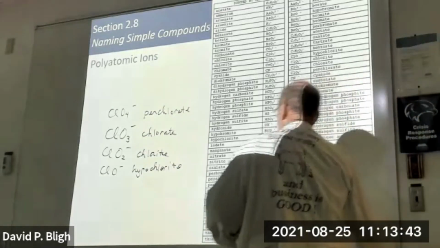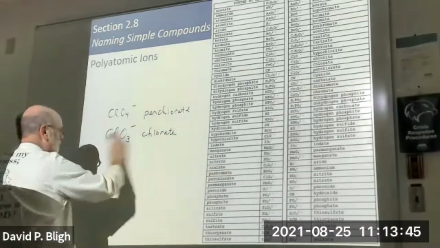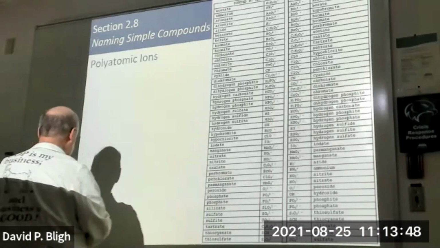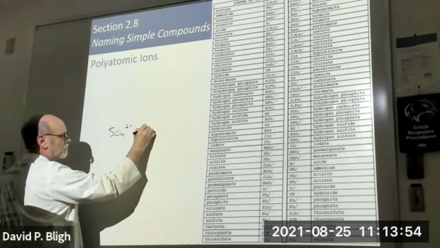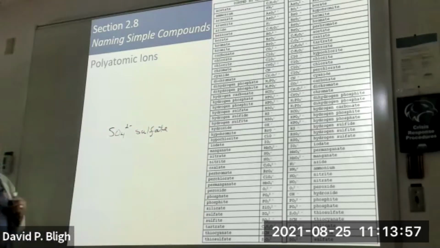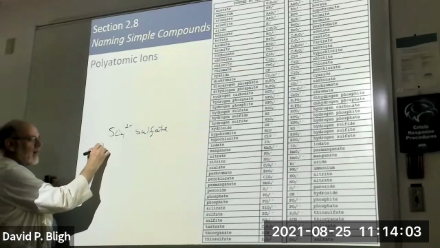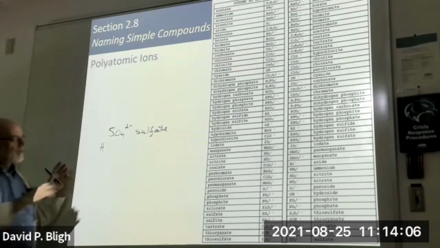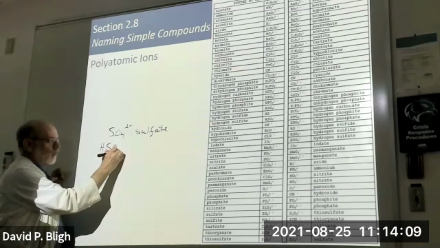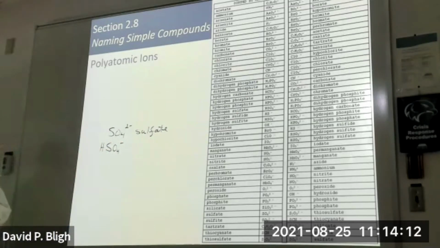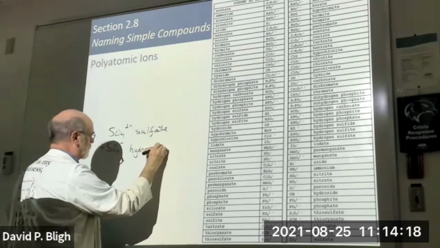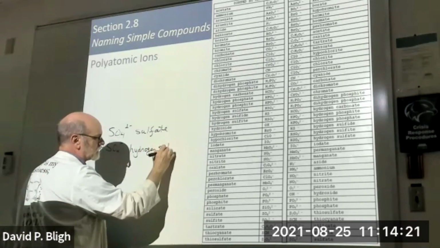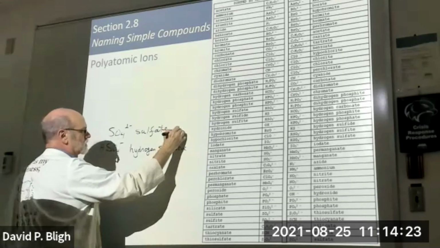So let's look at one that's a little more complicated than that. Say you have sulfate ion. And let's say we add a proton to that, a hydrogen. The hydrogen has a +1 charge. So that means this species will be HSO4 1-. And you just name it like this: hydrogen sulfate ion. These are all ions.